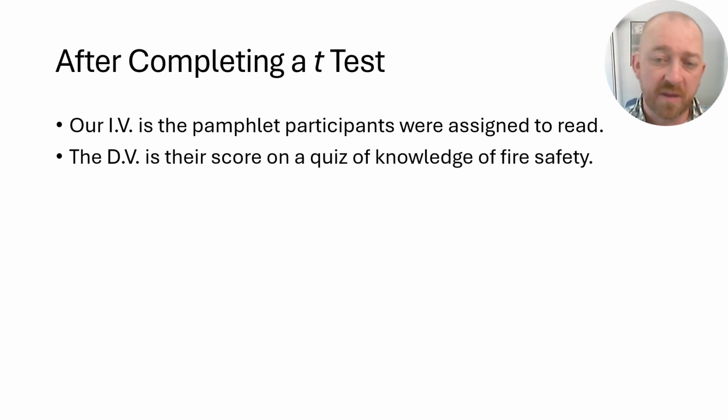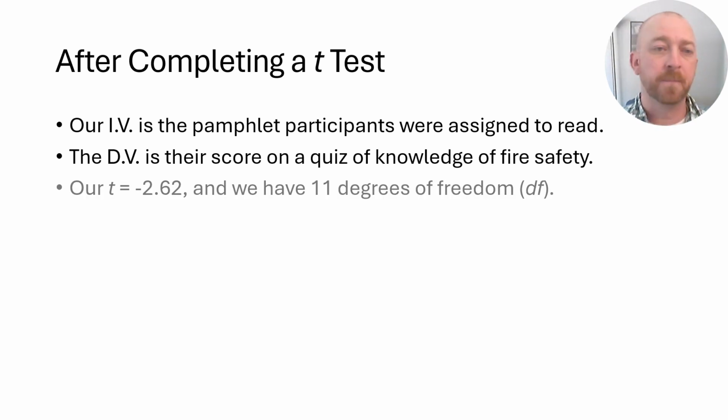The dependent variable is of course a quiz on fire safety. So in other words, we randomly selected these people, we randomly assigned them to receive either the red pamphlet or the green pamphlet. Then after they read through the pamphlet, we gave them a quiz on fire safety and they all received the same quiz. There was no interaction of anybody in between, no relationship of anybody in either group, and so we can treat these as independent samples. We did the math a couple of videos ago and found that our t-value is negative 2.62. We also found that we have 11 degrees of freedom. Again, if you're not familiar with how to get to that point, please go back and view those videos.